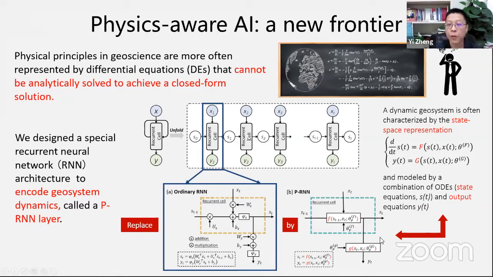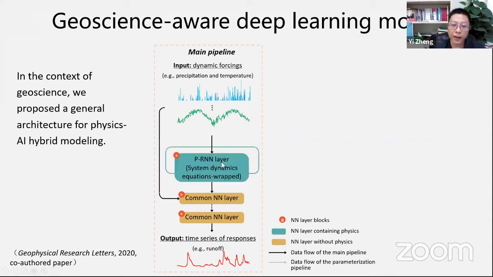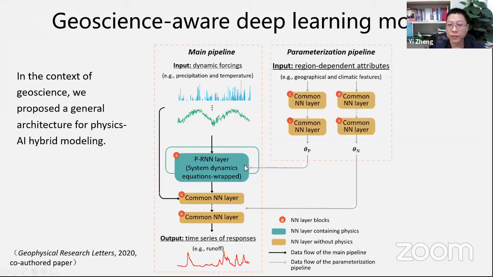With this strategy, we actually build the physical model into the deep learning architecture. This is the basic idea. So this is the general architecture. That's the traditional way for deep learning, and then we add a PRNN layer here, building in the physical knowledge.